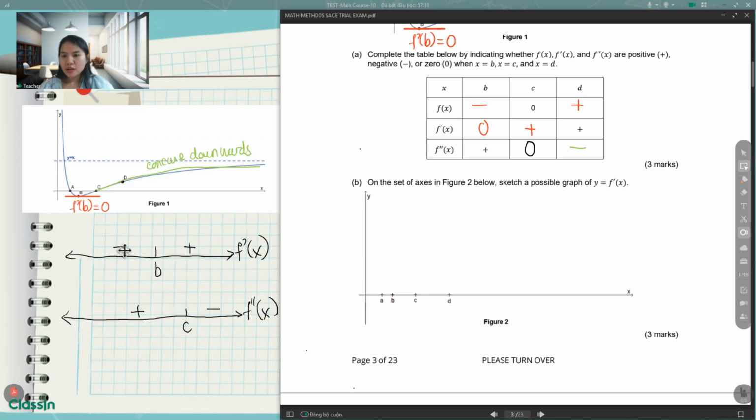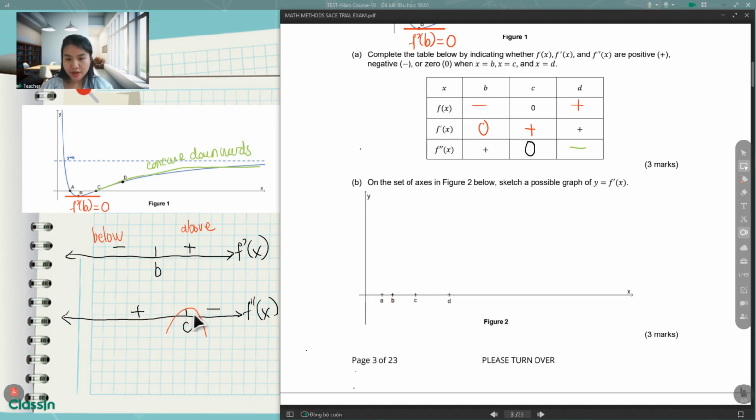So here, the graph f dash x would be below the x-axis. And the graph f dash x has the x-intercept at x equal to b. And when it goes through x equal to b, it's above the x-axis. The second derivative sign diagram will let us know the shape of the first derivative graph. So it's up and down, which means the first derivative graph will have a local maximum at x equal to c. So now let's combine all the information together to sketch the graph.